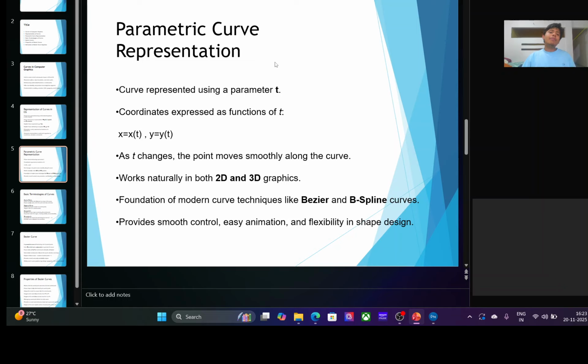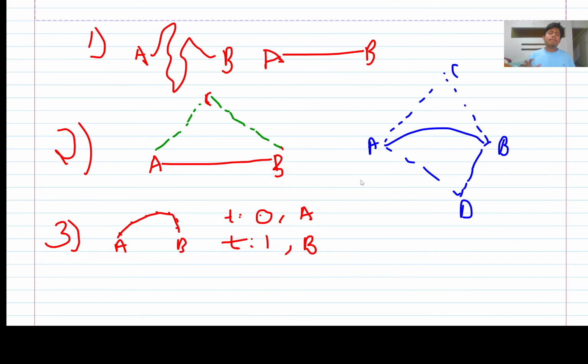Now, the parametric curve representation. What is it actually? The curve is represented using a parameter t. The coordinates are expressed as functions of t, x(t) and y(t). As t changes, the point moves smoothly along the curve. Let's just understand it by example.